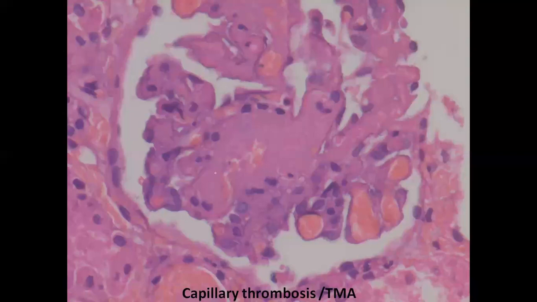The other criterion is that there has to be capillary thrombosis or thrombotic microangiopathy. You can see these are the glomerular capillary loops which are full of fibrin thrombi.